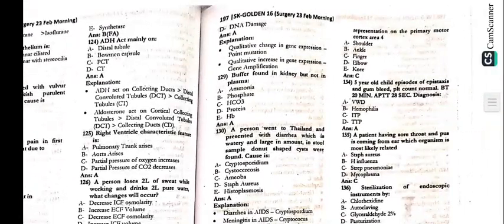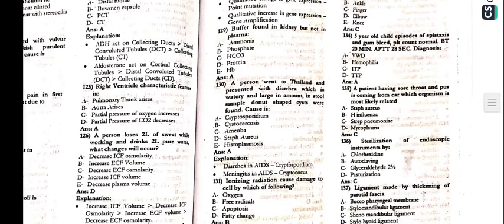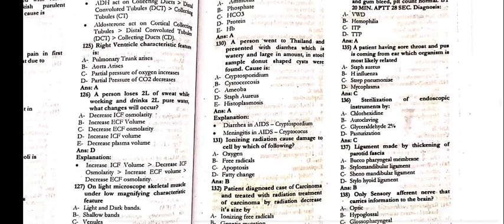Next, 129, buffer found in the kidney but not in the plasma is ammonia. 130, a person went to Thailand and presented with diarrhea which is watery and large in amount.